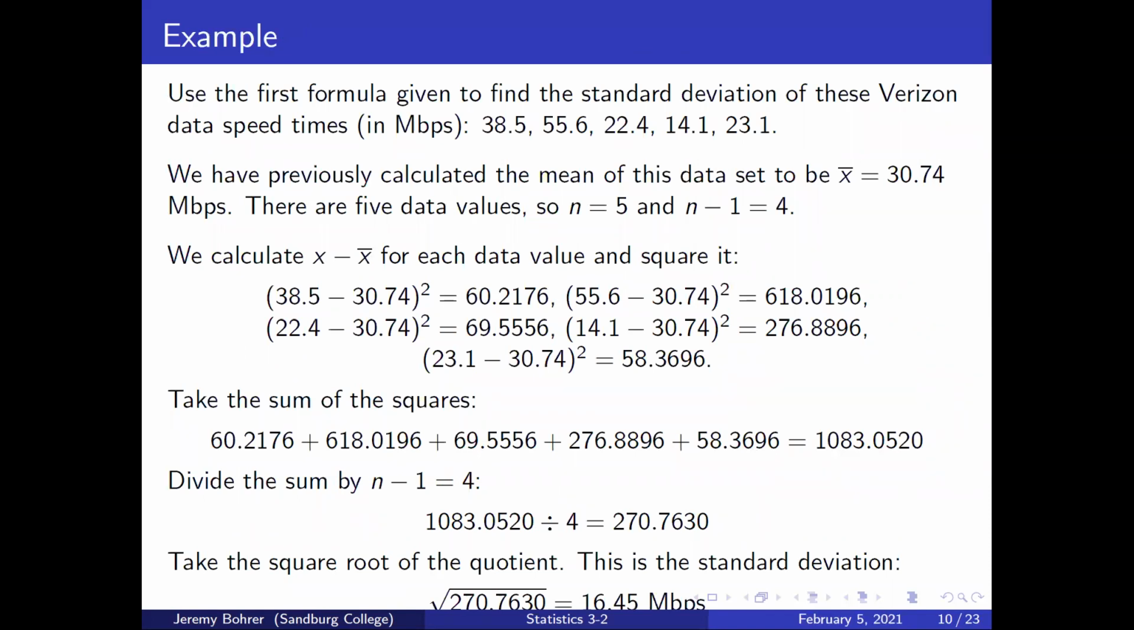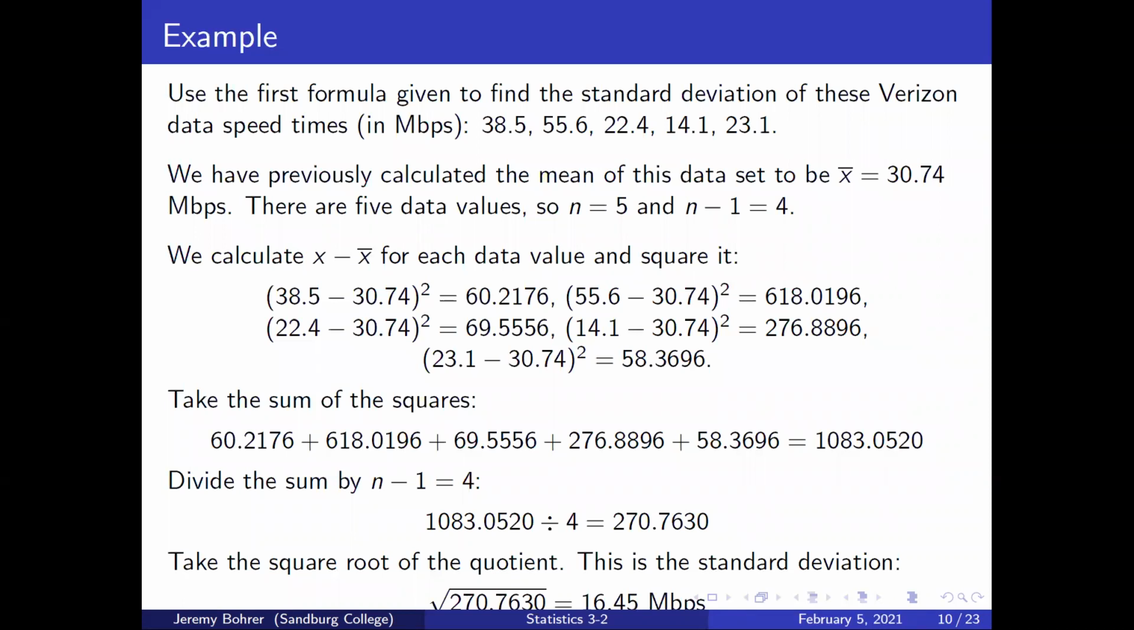Use the first formula given to find the standard deviation of these Verizon data speed times in megabits per second: 38.5, 55.6, 22.4, 14.1, 23.1. We have previously calculated the mean of this data set to be x bar equals 30.74 megabits per second. There are 5 data values, so n equals 5 and n minus 1 equals 4.